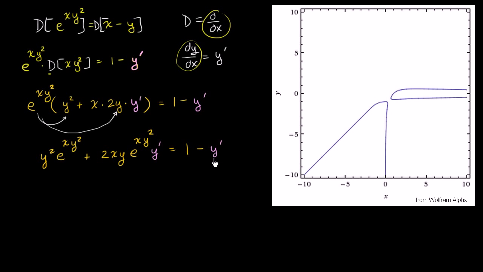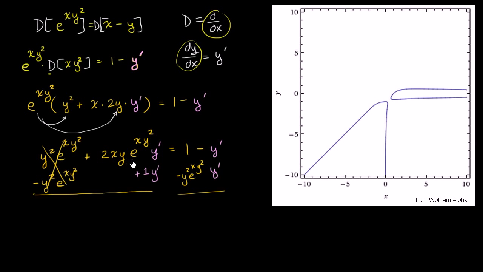Now let's get all of our y primes on one side. So let's add y prime to both sides. Just to be clear, I'm adding 1 y prime to both sides. And let's subtract this business from both sides. So let's subtract y squared e to the x y squared from both sides. And we are left with 2xy e to the x y squared plus 1 times y prime.